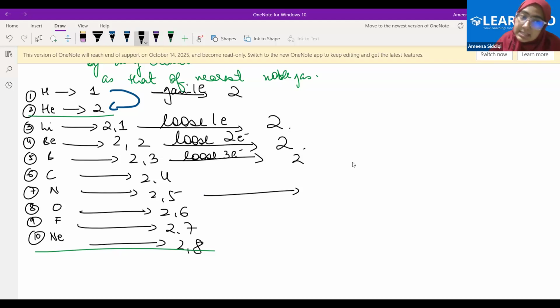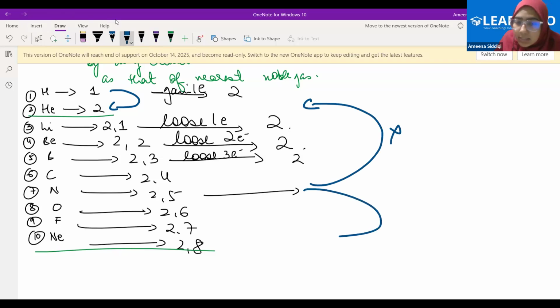Good. See, this nitrogen is not near to helium. Rather, it is nearer to neon, right? So it will want to attain the electronic configuration of neon. Now just compare the electronic configurations of nitrogen and neon. Nitrogen has 2 electrons in the first shell, 5 in the second shell. Neon also has 2 electrons in the first shell, same as nitrogen. It has 8 electrons in the second shell.